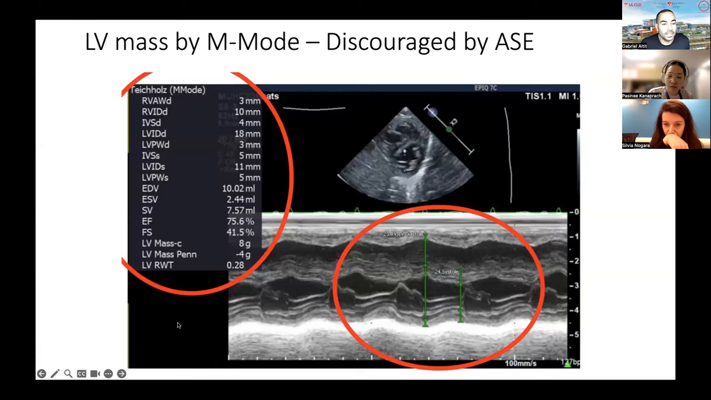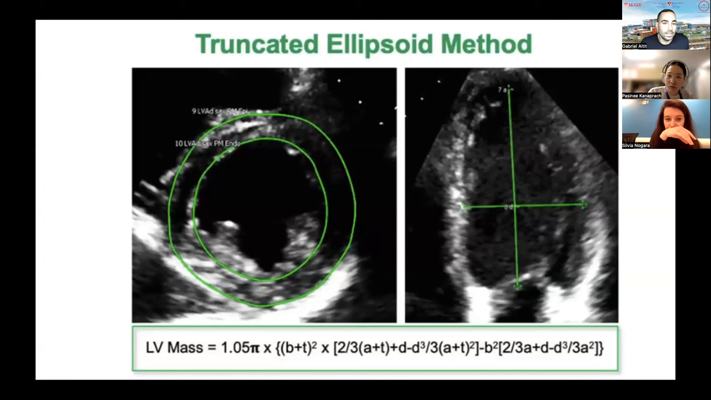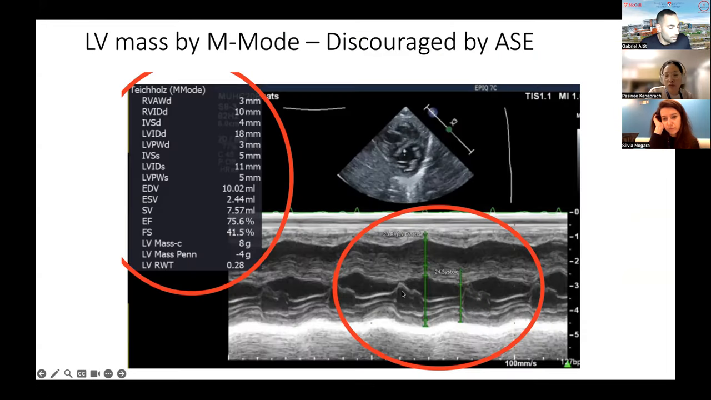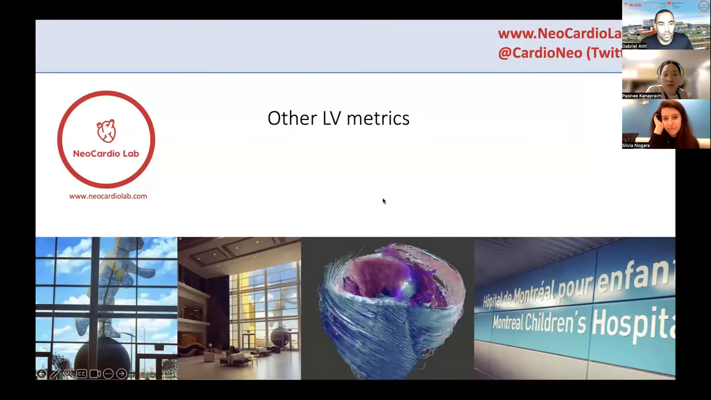And that's why we use other techniques like 3D echo, or a tridimensional technique like, for example, the truncated ellipsoid. It's not the entire 3D, but at least you're able to get an assessment of the entire LV in one section. So if there's hypertrophy here that you would not get if you put your line of interrogation in the middle, you would still be able to get a sense of that in terms of the expression in the LV mass. Does that make sense?